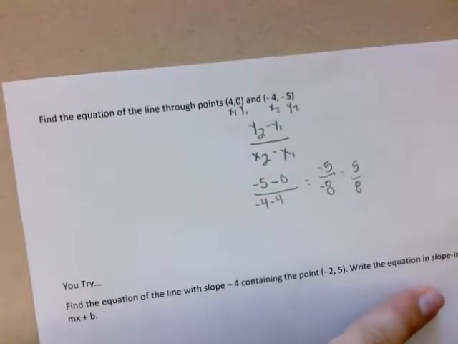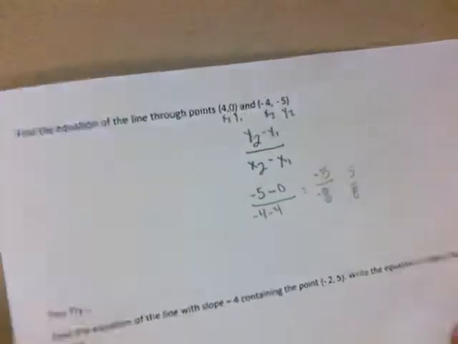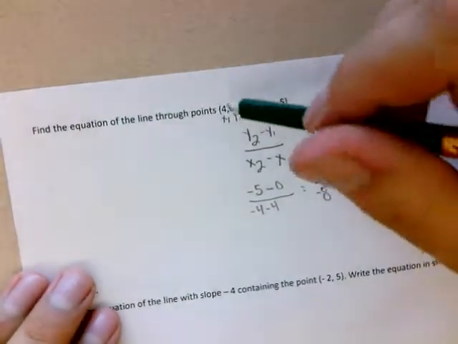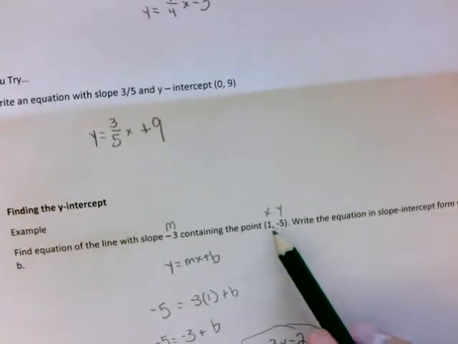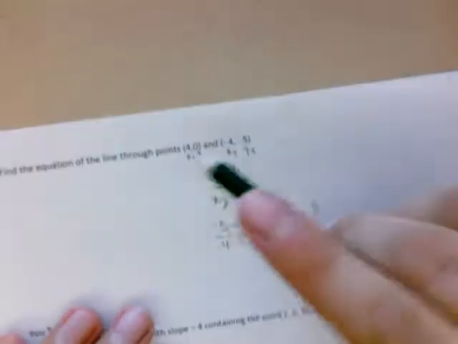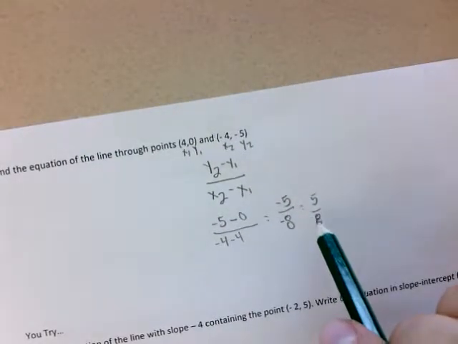Alright, now, that's how we find slope. We only have found slope so far. Now let's go back. We have 2 points here. Remember, over here, they only gave us the slope and 1 point. Over here, they gave us 2 points. So what we did was we first found the slope.